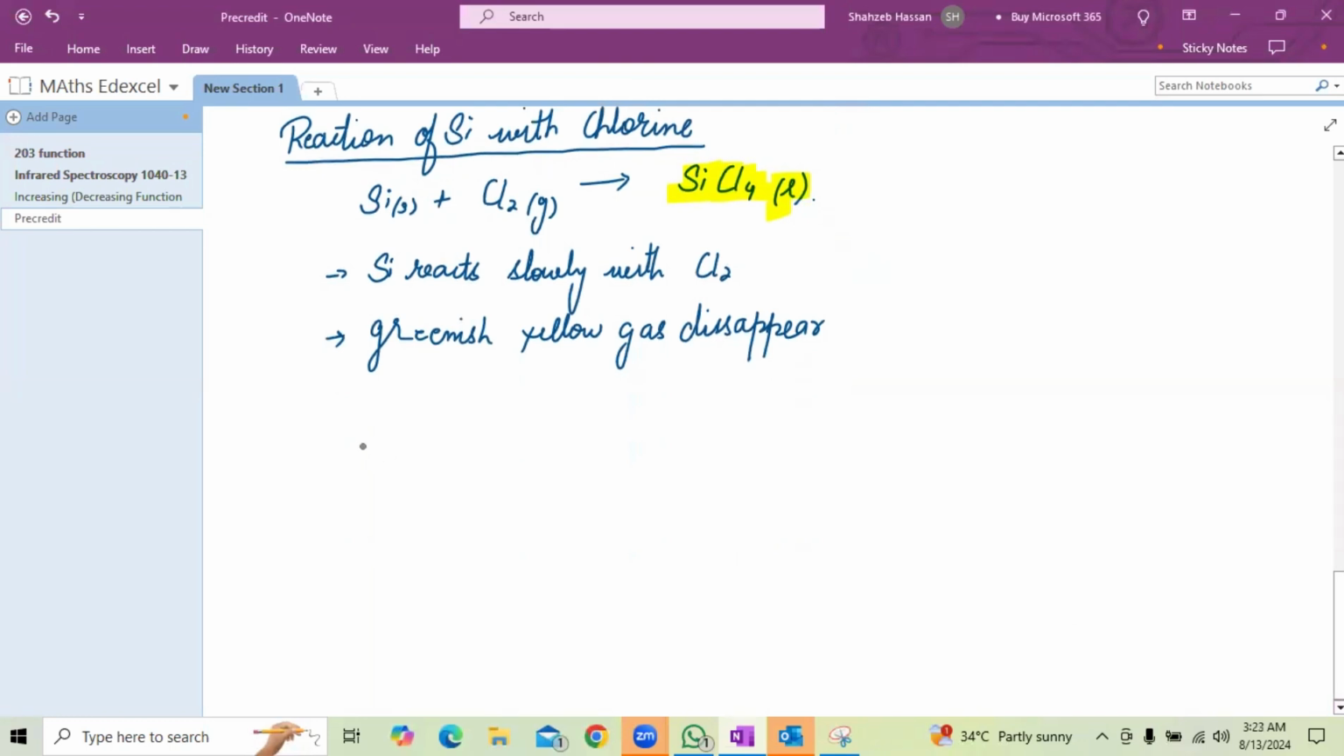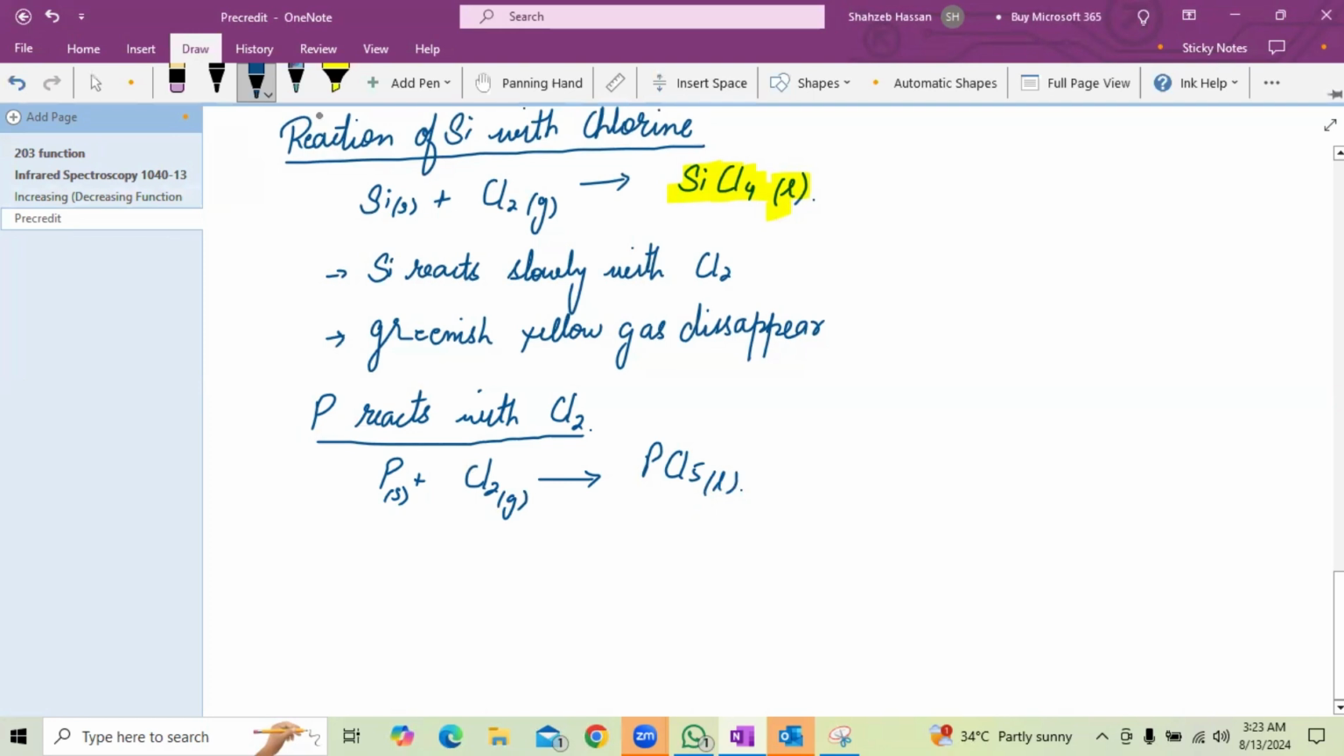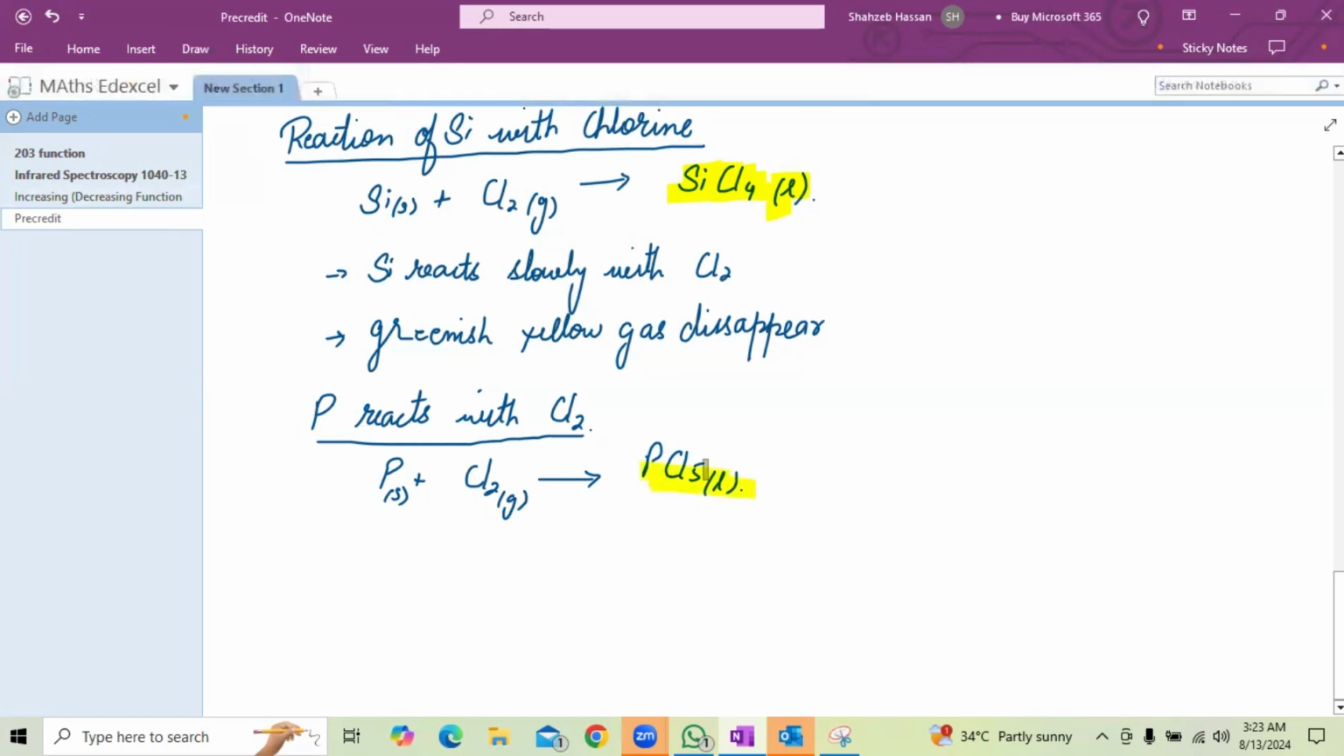So now there's a reaction of phosphorus. Phosphorus reacts with chlorine. So what is going to happen over there when phosphorus reacts with chlorine? Remember that phosphorus would react in its atomic form. It is in solid state. So it is going to react and would be forming PCl5, which is in liquid state. So this one is also in its liquid state.